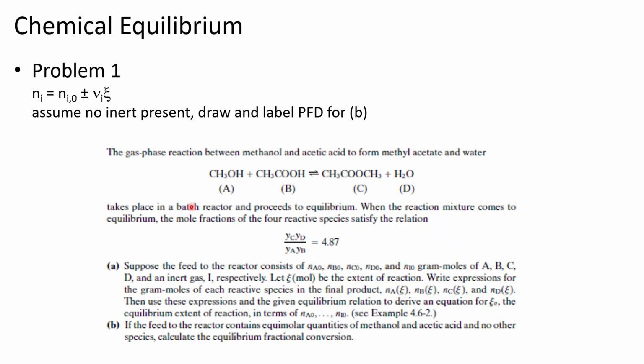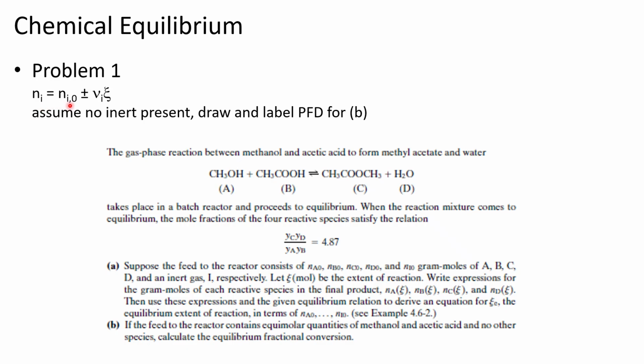So this reaction takes place in a batch reactor and it proceeds to equilibrium. When the mixture is at equilibrium, the product of the mole fractions given here is equal to 4.87. So we'll take the mole fraction of the methyl acetate, multiply that by the mole fraction of water, and then divide that by the mole fraction of methanol at equilibrium and the mole fraction of acetic acid. We're going to solve this problem using extent of reaction.